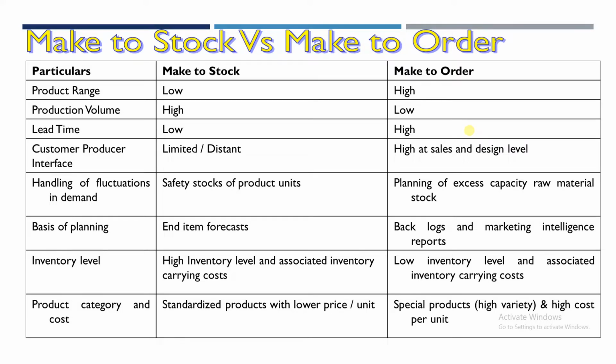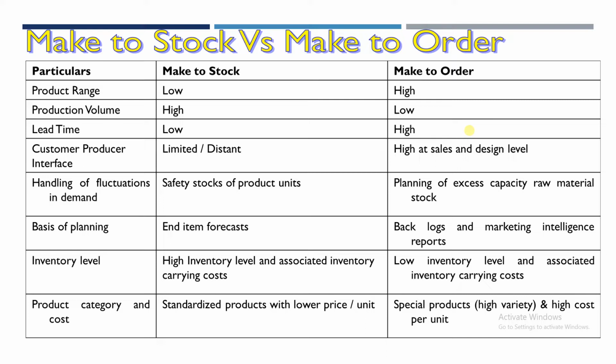And in the case of customer producer interface, there is very limited or sometimes a very distant interface between the customer and producer in make to stock system. But in make to order system, since the production happens based on the customer's specification, the interface is very high. On handling of fluctuations in demand, in make to stock production system, safety stock is kept as a buffer, and in make to order system, planning of excess capacity or raw material stock is always used.